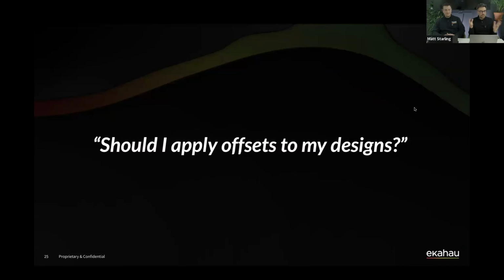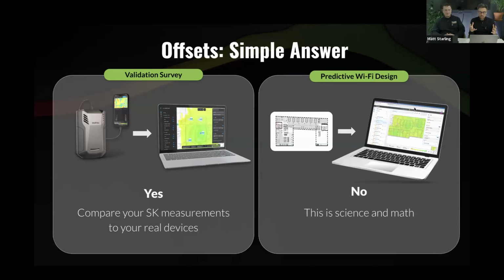Another big question that we get a lot is, should you apply offsets to your designs? Which is a great question. And like, what even is an offset? So an offset is when you basically apply a subtraction to the heat maps that you can visualize in Ekahau. For me, it just has a simplistic answer. If you do a validation survey and you have measured data from the Sidekick 2, then yes, you can do an offset.